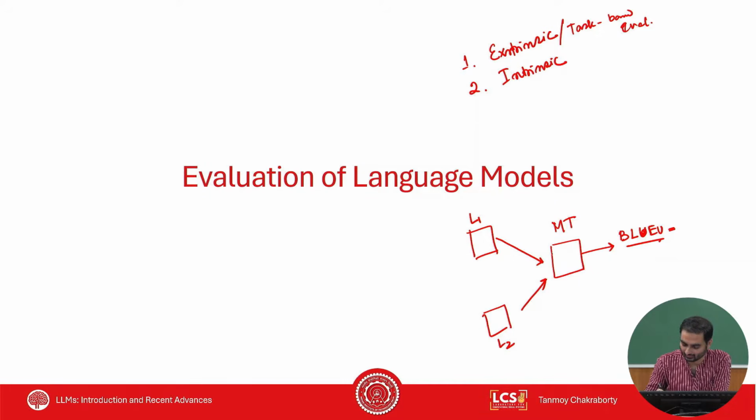Okay, so I will feed the output of L1 and the output of L2 separately, in isolation, and we'll see for which language model the machine translation engine performs better. And then I will say that, okay, let's say L2 is better than L1 or vice versa. This is a task-based evaluation. What are the problems in task-based evaluation? What do you think?